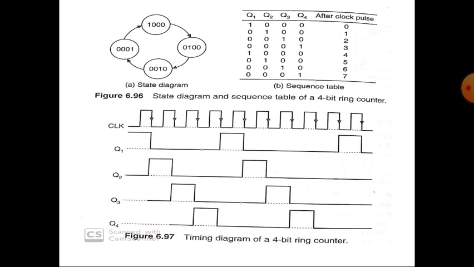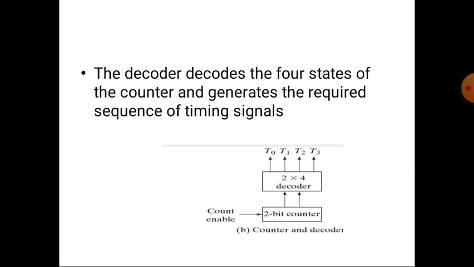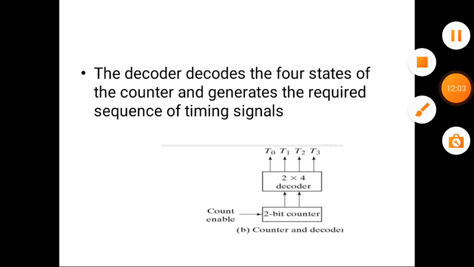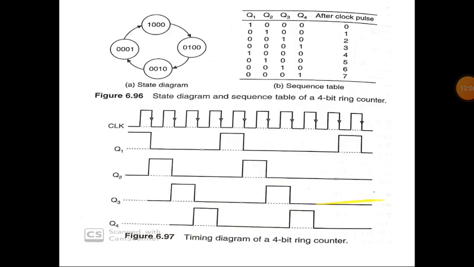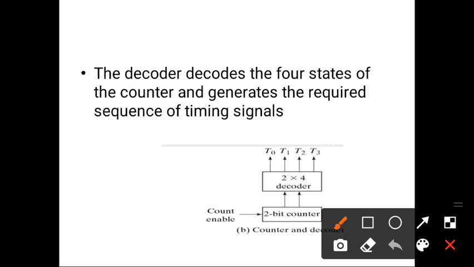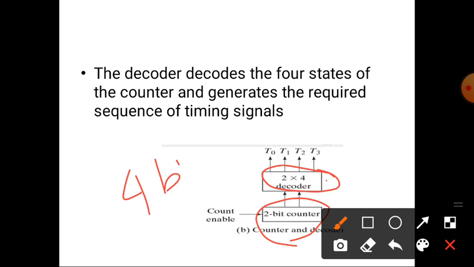And we can generate this same sequence using a decoder and a counter. The decoder decodes the states of the counter and generates the required sequence of timing signals. So using a decoder and a counter, we can generate the same timing sequence. Here we are using a 2-bit counter and a 2 to 4 decoder for generating a 4-bit ring counter timing sequence signal.